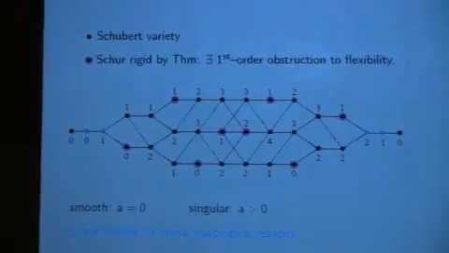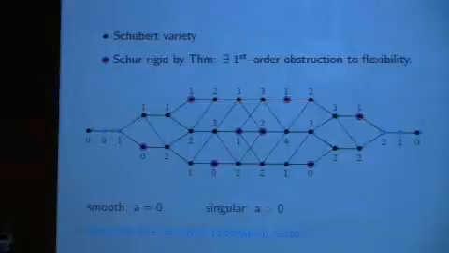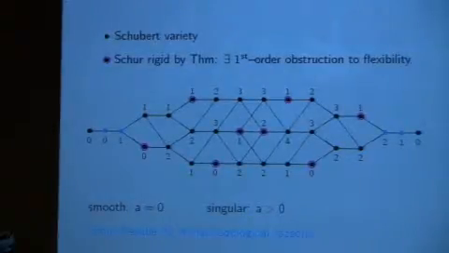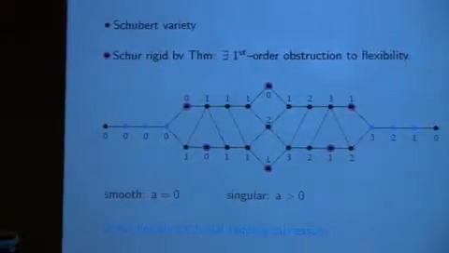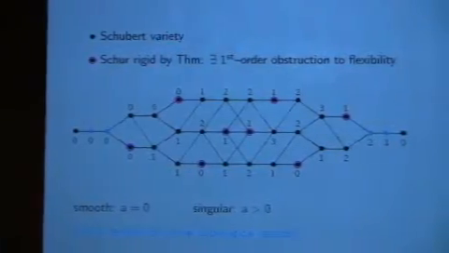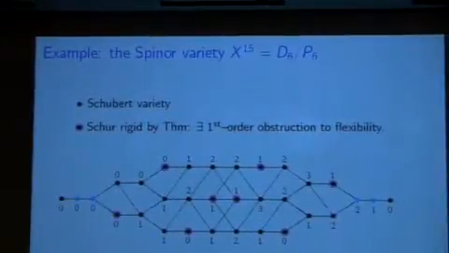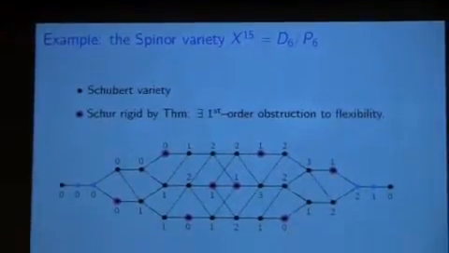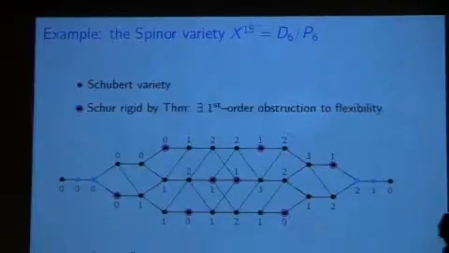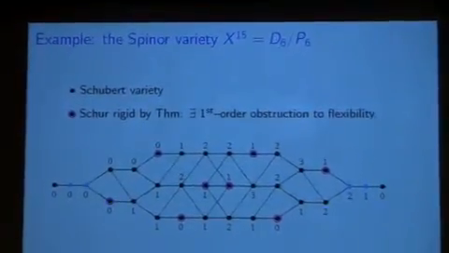And you'll notice some symmetry in this diagram. That's the Poincare duality statement pictorially. Now, what's kind of wild is, let's switch to the spinor variety, D6 mod P6. That's also a 15-dimensional variety. And if you compare the two pictures, they have the same Hasse diagram.